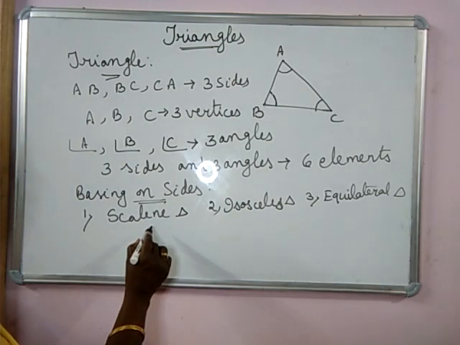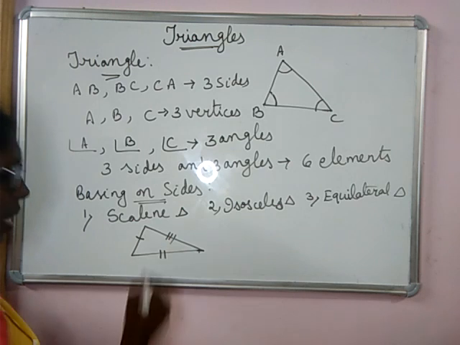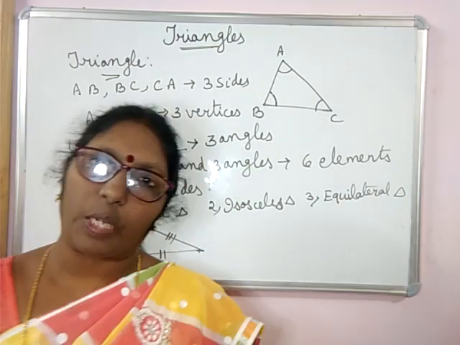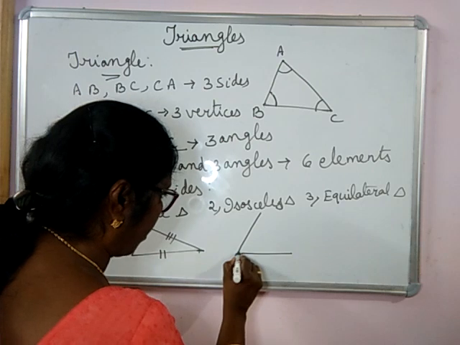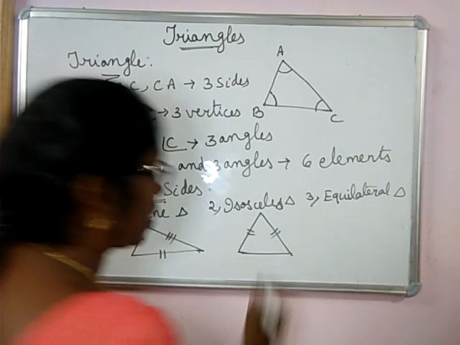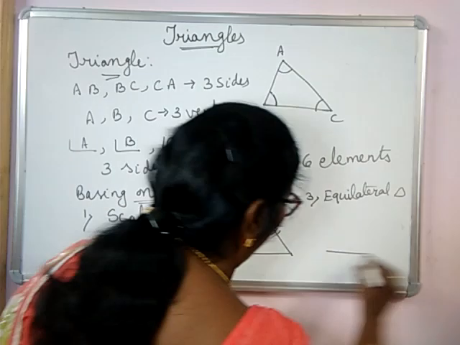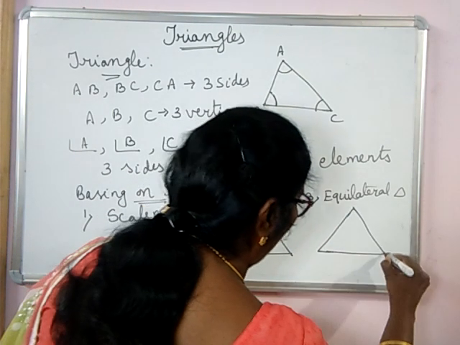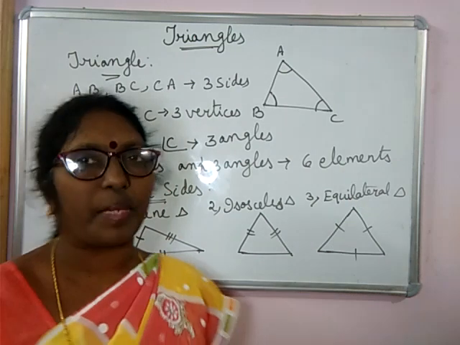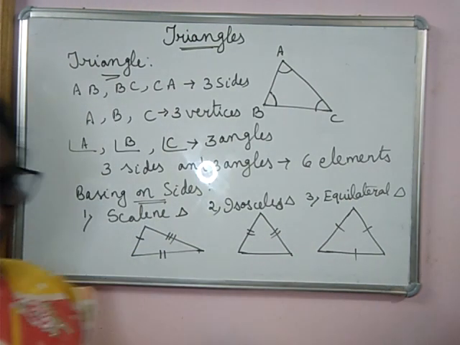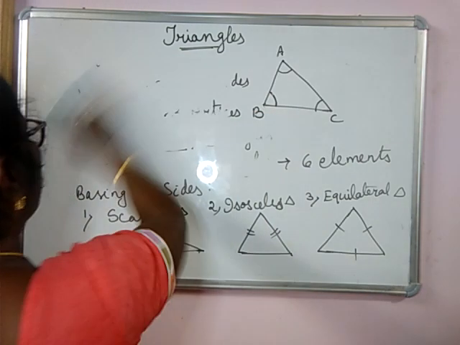of triangles. Scalene triangle is a triangle in which the three sides are not equal. If the three sides of a triangle are not equal, the triangle is said to be a scalene triangle. And an isosceles triangle is a triangle in which any two sides are equal. If two sides of a triangle are equal, the triangle is said to be an isosceles triangle. And if three sides of a triangle are equal, the triangle is said to be an equilateral triangle. Equilateral means equal sides. Okay, this is basing on sides, or on the basis of sides of the triangle, we have these three types of triangles.